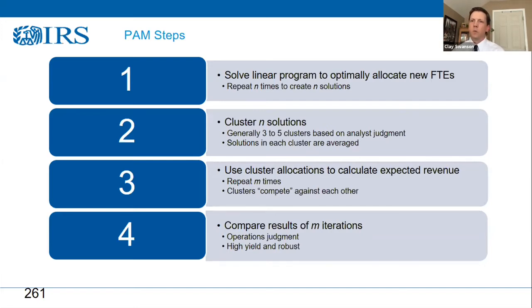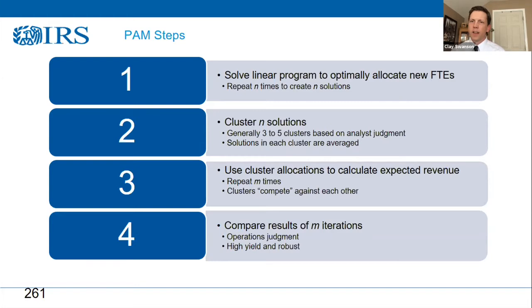In step 3, we take the clusters and we calculate the expected revenue for each of the solutions. Again, this is repeated with different randomly generated model inputs. The clusters are essentially competing with each other under different conditions to determine which cluster produced the highest expected revenue under different conditions.